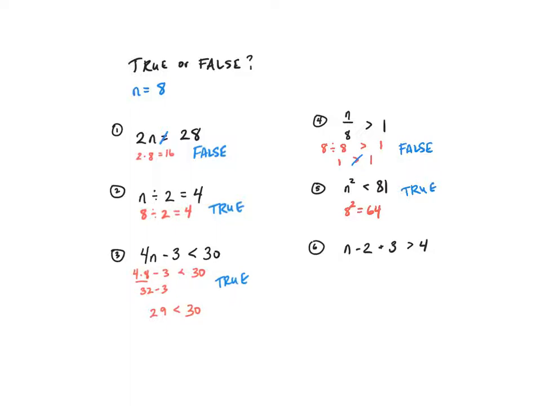And in the last example, I have n minus 2 plus 3 is supposed to be greater than 4, so let's see if that's true. I'll substitute 8 there and rewrite everything. I'll follow the order of operations, which says do addition and subtraction in the same step, but from left to right. 8 minus 2 is 6. 6 plus 3 is 9. And 9 is greater than 4, so this is a true inequality.